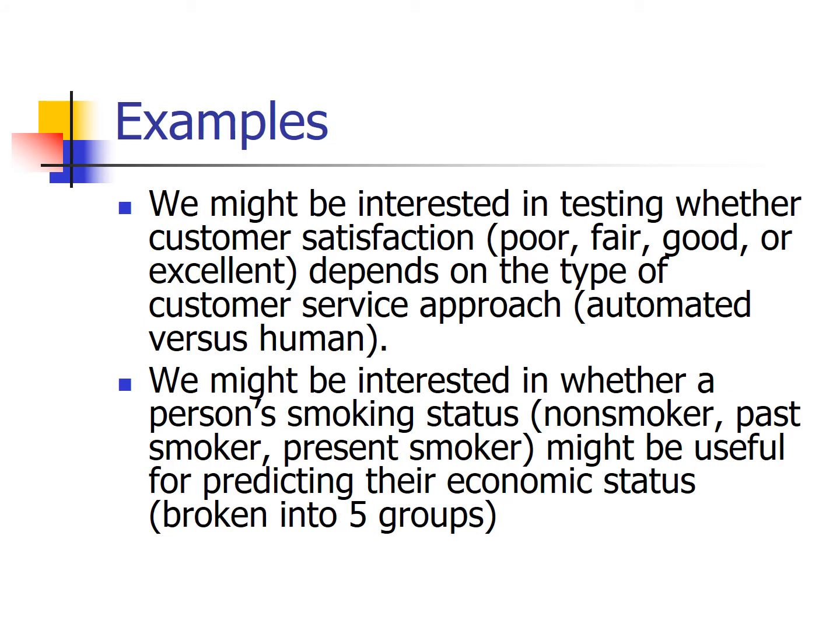So here's 2 examples. First, we might be interested in testing whether or not customer satisfaction, which we rate in 4 possible categories: poor, fair, good, or excellent, depends upon the type of customer service approach. The approaches we're interested in are some sort of automated approach, or a hands-on human approach. So think for a second, what would the size of that table be? Yeah, perfect, that's going to be a 2x4 table.